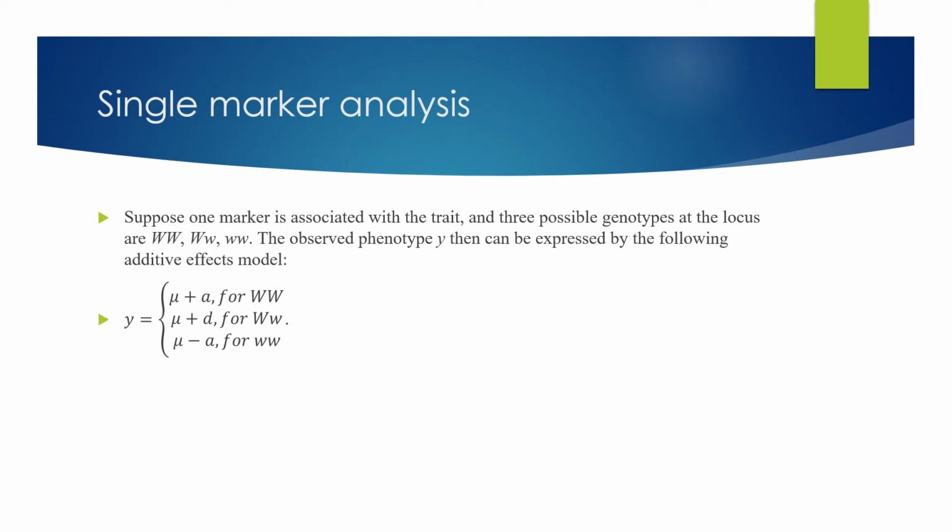So mu here is just the population mean for the trait Y, and for the big W big W, there is an additive effect of A, and for the small w small w, there is a negative effect of A. And for the big W small w, the effect is another parameter. We define it as D.